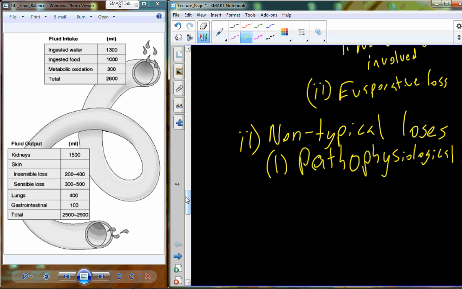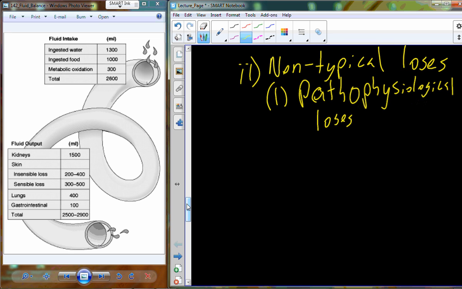Crying would actually be a form of this pathophysiological or non-typical loss. So we're going to call these pathophysiological losses. I guess crying is not exactly a pathophysiological condition. It's more of an emotional deviation from normal physiology. But yeah, a small amount could come out in tears. But really what we're talking about here are things like bleeding or vomiting.